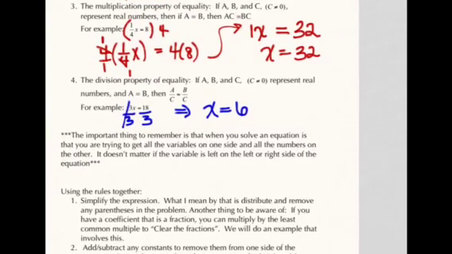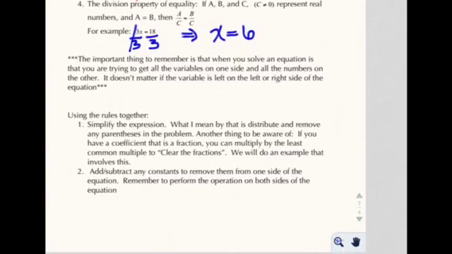Note, the important thing to remember is that when you solve an equation, you are trying to get all the variables on one side and all the numbers on the other. It doesn't matter if the variable is on the left or on the right side of the equation. So here are some rules about how to use all of these rules together. Step 1, always simplify the expression on both sides of the equal sign.